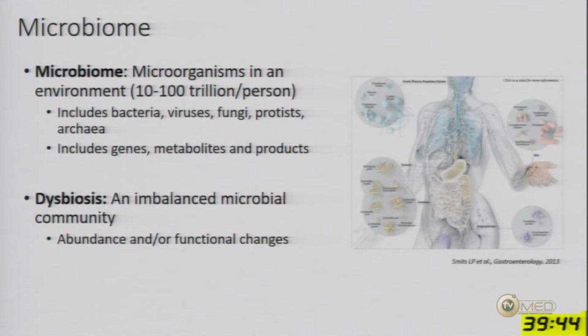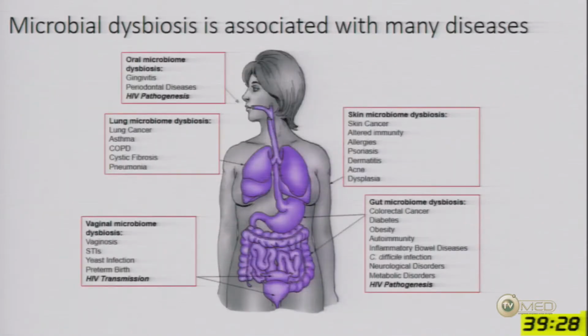I also want to introduce you to the word dysbiosis. So dysbiosis is an imbalanced microbial community, and this can be a change in either the abundance of certain bacteria or functional changes. So not just that the bacteria that are there are changing, but that what they're doing is changing as well. There are many microbiomes. This doesn't even show all of them.